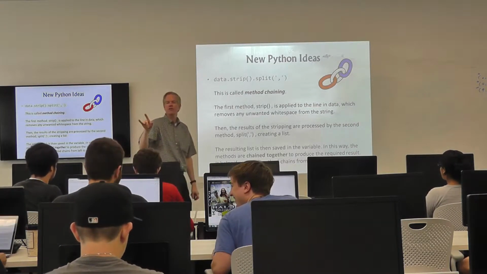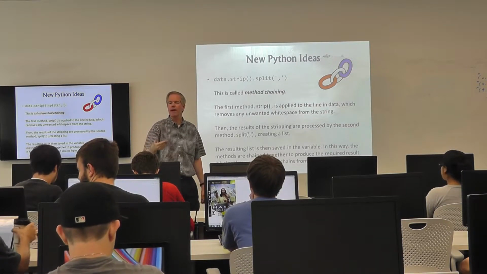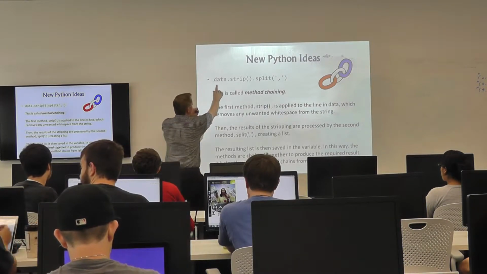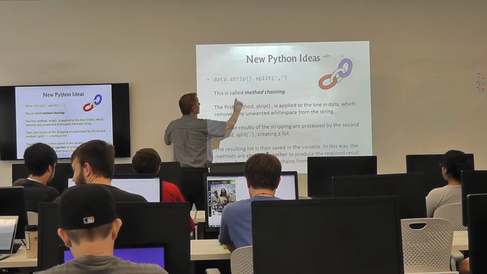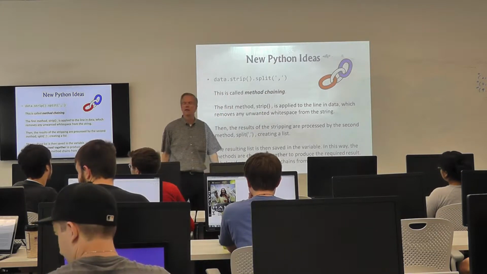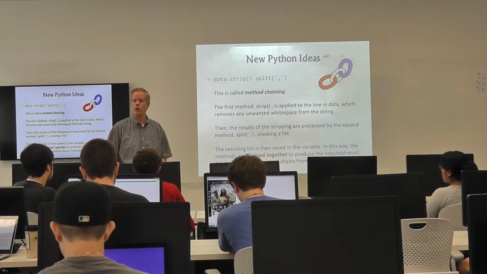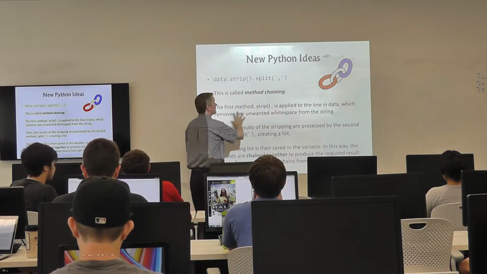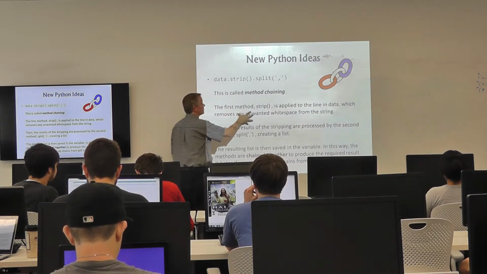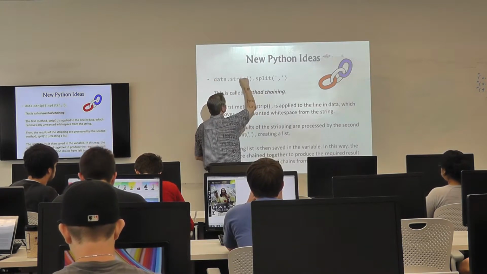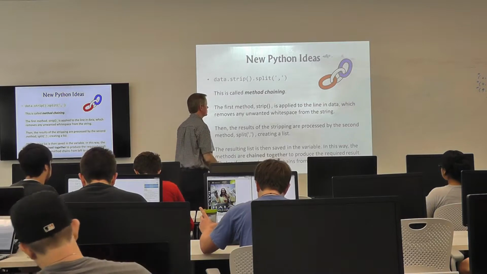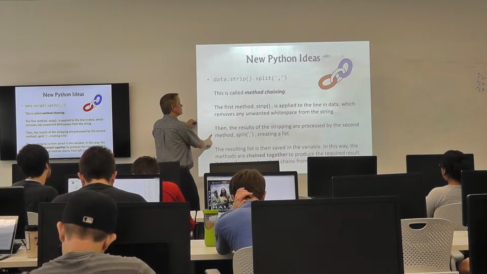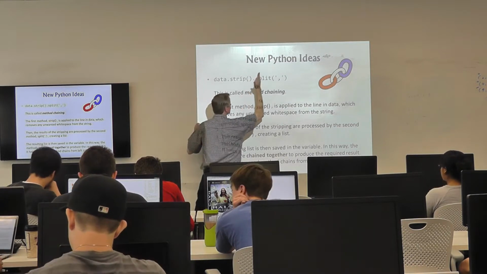So a couple new Python ideas for you. We sort of slid them past you, so if you're not careful, you might not notice them when they show up. Data strip split. It's called method chaining. Chain your methods together. The first method, strip, is going to apply to the line of the data, which removes all unwanted white space. I apologize, I think I got this wrong. So this is the first one applied, and that's the second one. I got functions going the other way. So we get rid of all the white space first. And then the results of the stripping process go to the second method, split, chop, chop, chop.